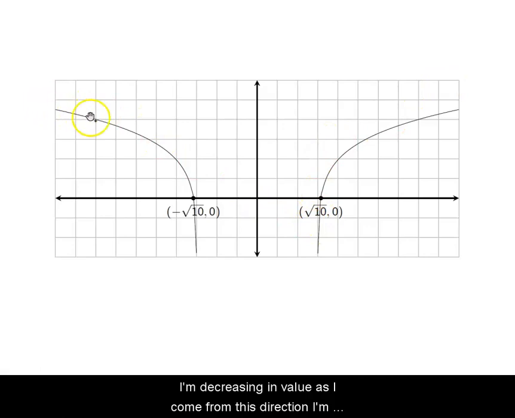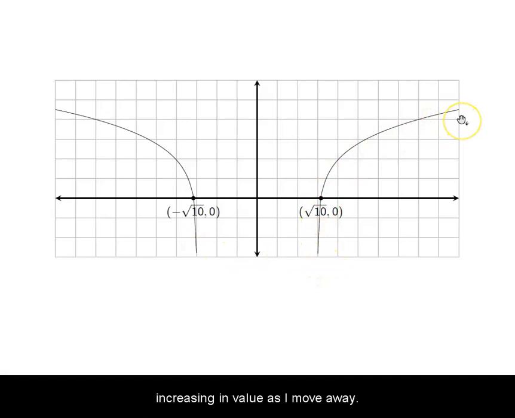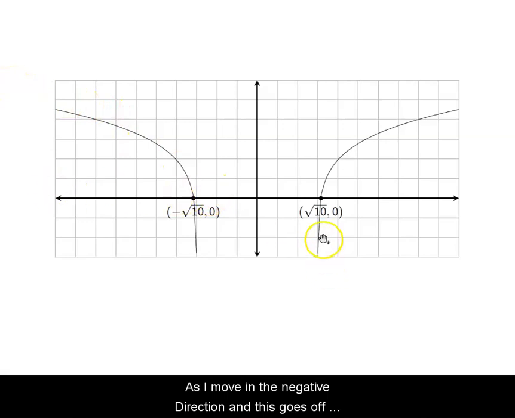I'm decreasing in value as I come from this direction. I'm increasing in value as I move away. This goes off to infinity as I move in the negative direction, and this goes off towards infinity as I move in the positive direction. And that's everything, right? So we analyzed this entire graph using calculus.